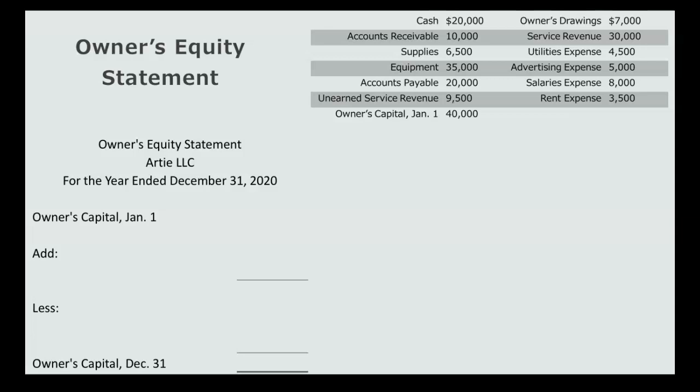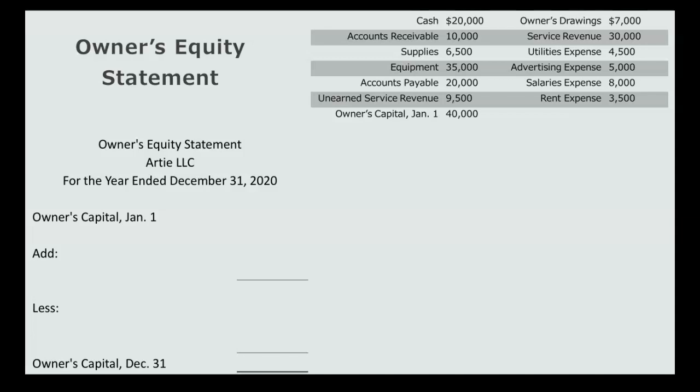Then we have an add category and we have a less category. There's 2 different things that can go into each of those. So the 2 things that can be added on an owner's equity statement are investments and net income. So investments are when the owner puts money into the business, right? So if they were to invest into the business, that would show up as an investment here on the owner's equity statement. The second piece, the net income, that's what we just found on our income statement.